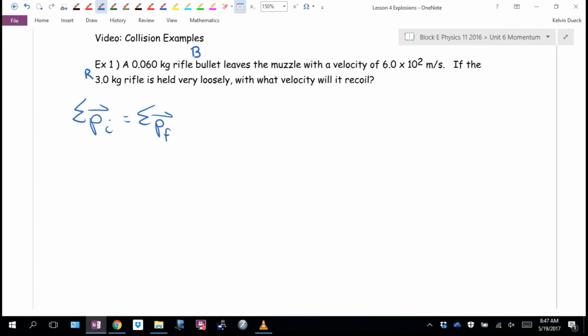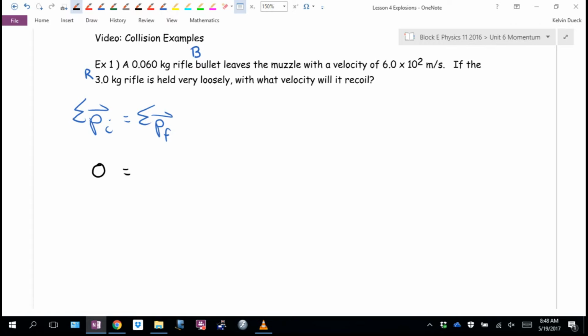Before we pull the trigger, what's moving? The rifle, the bullet, both, or neither? Oh, so are you saying my initial momentum is 0? Yeah. You know what my final momentum is going to be then? 0, but I'm going to break it up into 2 different moving objects. I think one's going to be positive and one's going to be negative. Okay? Is that all right so far?